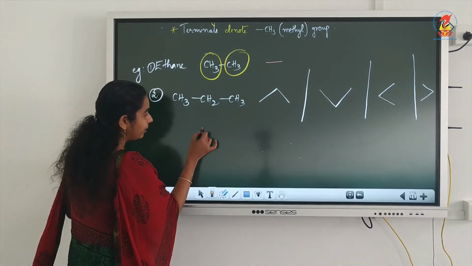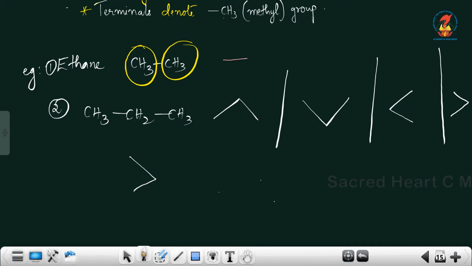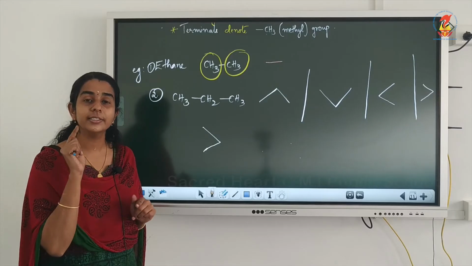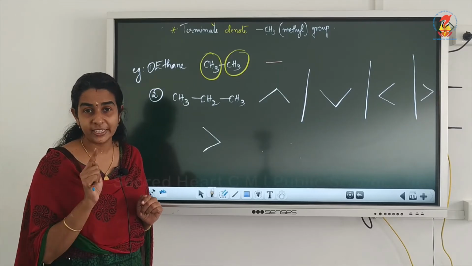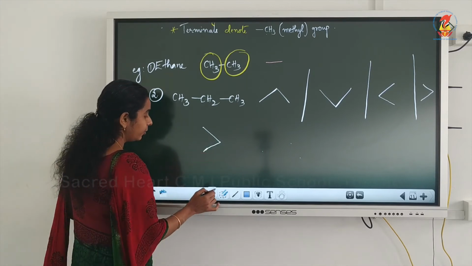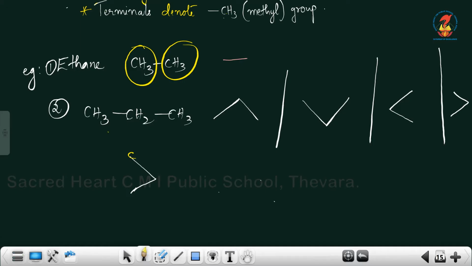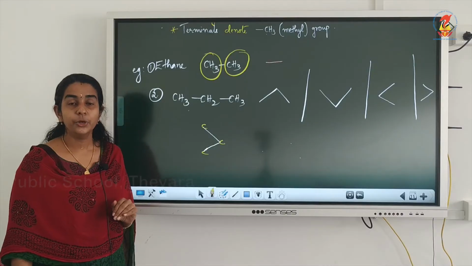So if anybody is giving you a structure like this, how can we identify the molecule? Which molecule is this? Wherever there are terminals and wherever there is a bend, give carbon. So here there is one carbon, here there is one carbon, here also there is carbon. Now give hydrogen to each.